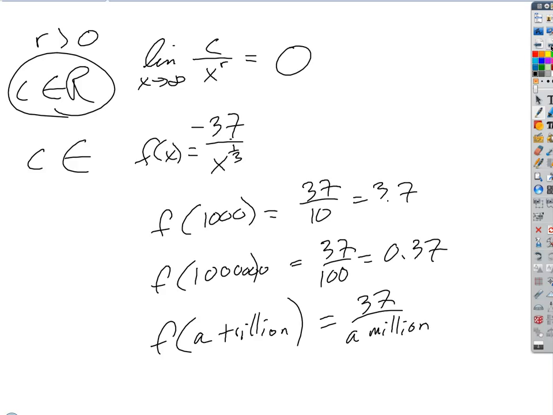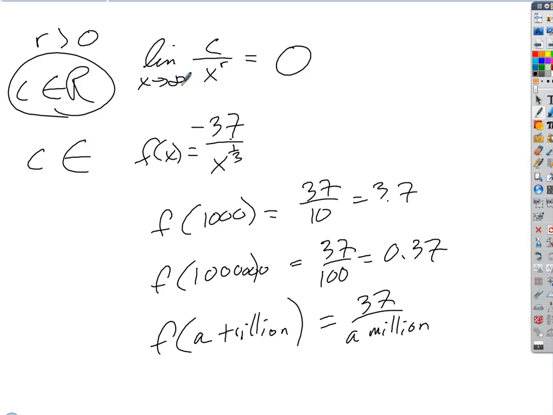It would be a different answer if the bottom were square. But no, it's not. The answer's always gonna be 0, even if R equals 2. Doesn't matter what R is. As long as R is some positive real number, the limit as x approaches infinity will be 0.